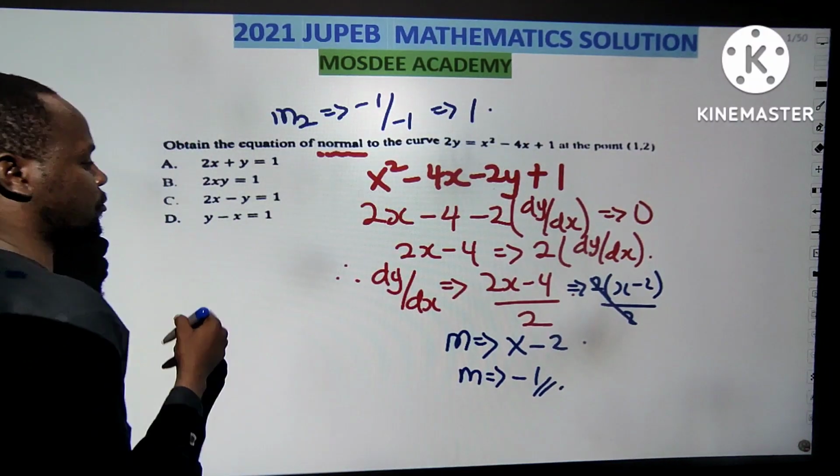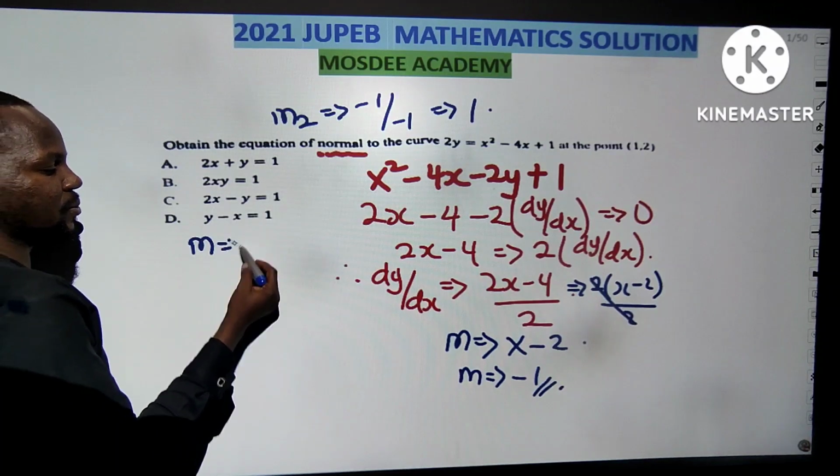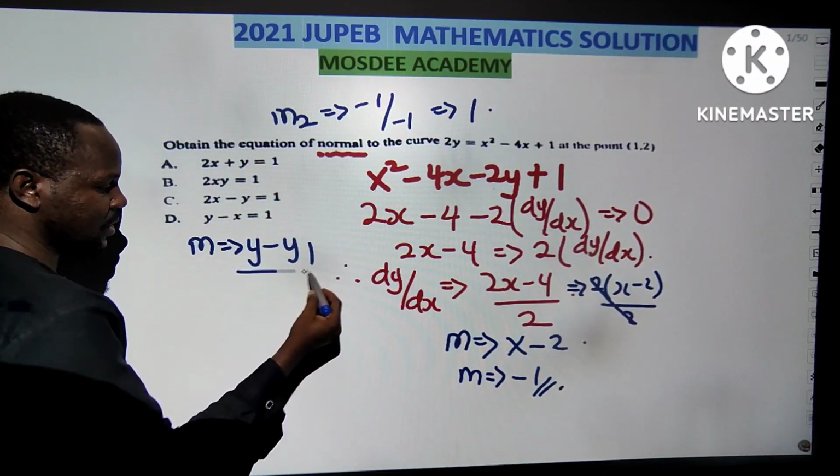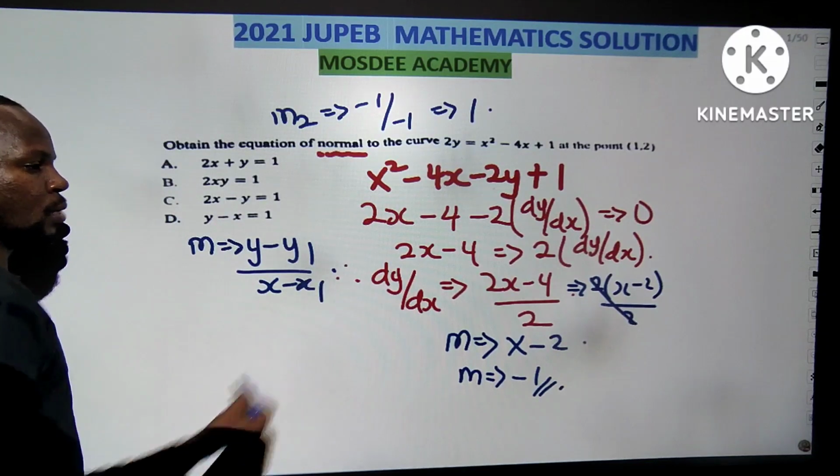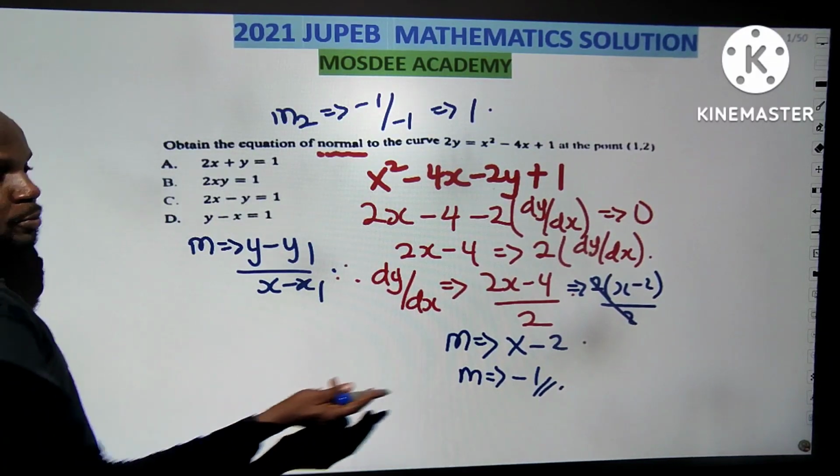So substituting, I have to use the equation of the line from one point: y minus y1 over x minus x1. Now, I think it's very direct. Hope we didn't make any mistake.